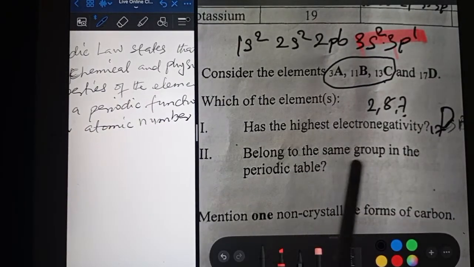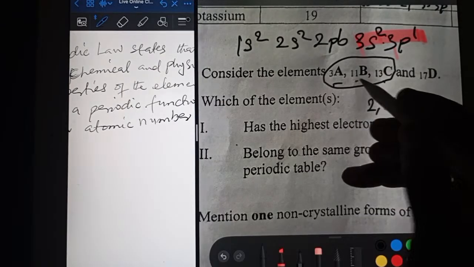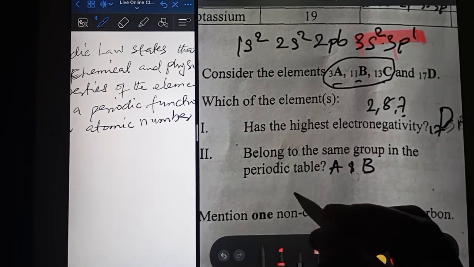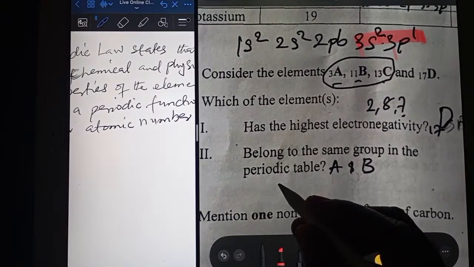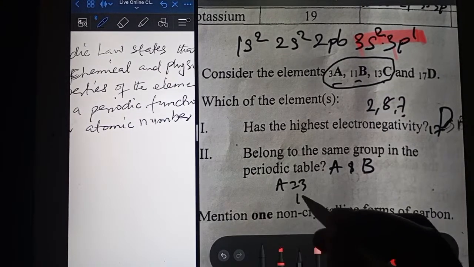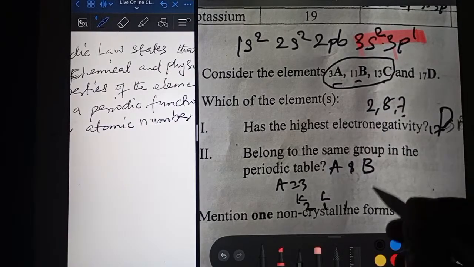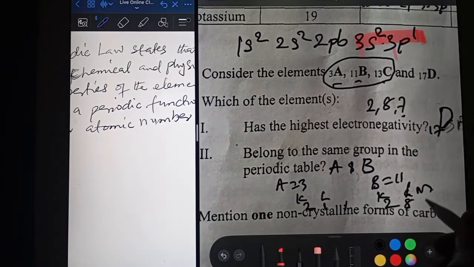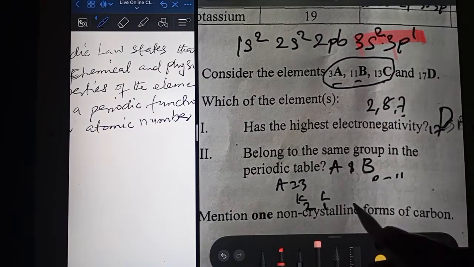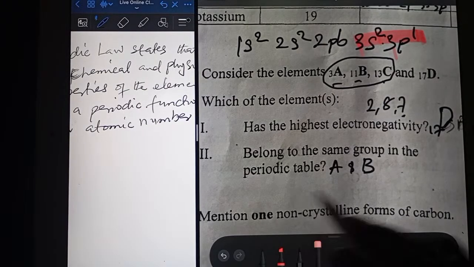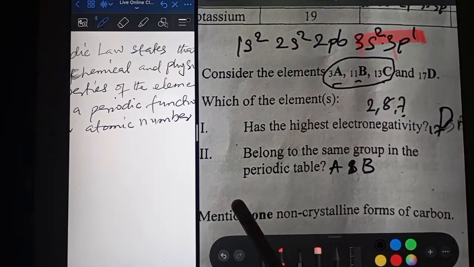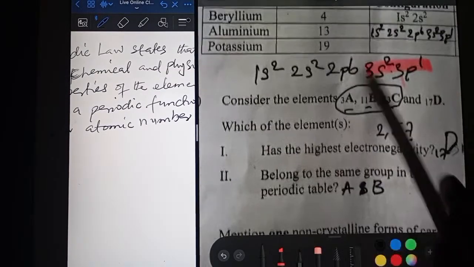Then the ones that belong to the same group in the periodic table, you can see lithium and sodium. You just write A and B. Why do they belong to the same group? Because they have the same valence electron. That of A, which is 3, you say K L, which is 2,1. That of B, which is 11, you say K L M, 2,8,1. They all end in 1, so they are all in group 1. That's lithium and sodium actually. But don't write lithium and sodium in the exam. Write according to the letters in the question. Don't go telling them that you know that D is chlorine, or change this A to lithium. Write according to the information given to you.